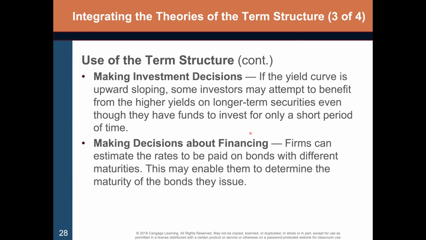Also, when we're looking at financing, firms can estimate the rates to be paid on bonds with different maturities, and this may enable them to determine the maturity of the bonds they issue. And so as they're looking to maybe issue bonds, these debt securities, in order to raise funds, they can look at the term structure to determine where they want to come in at based on the current yields of the different terms.